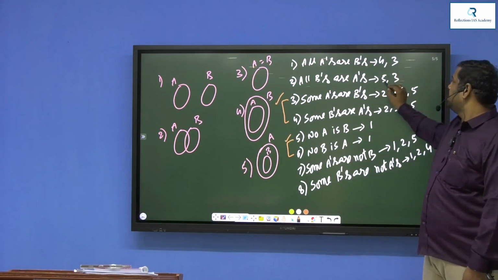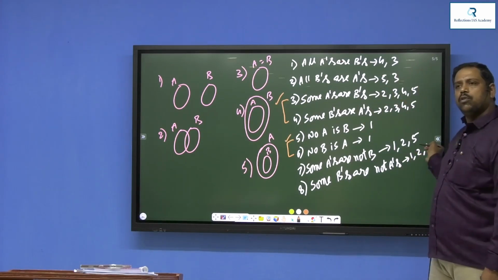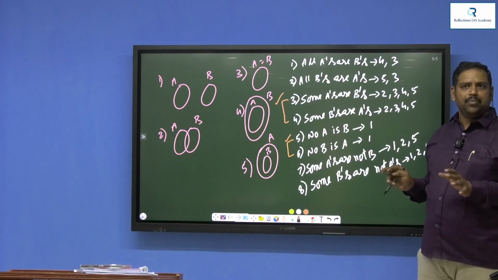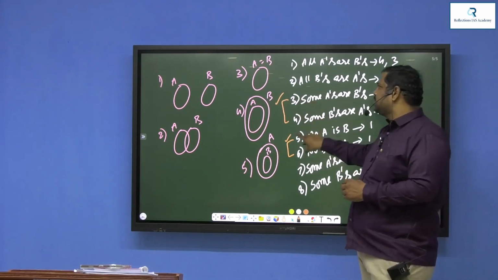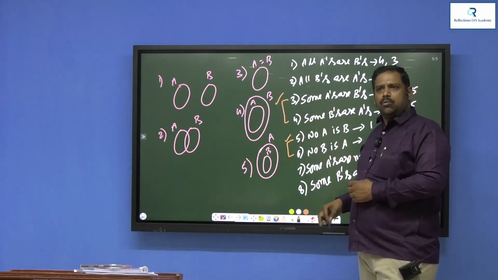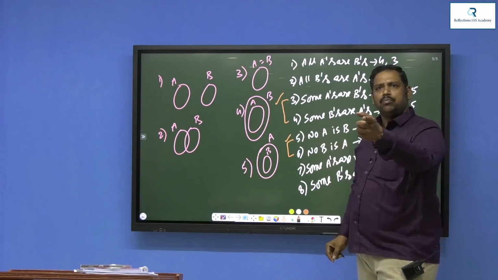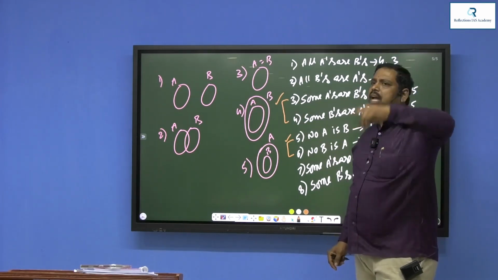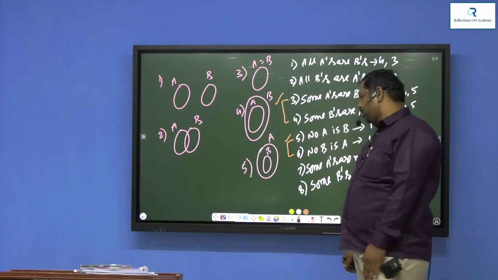Observe. 4, 3, 5, 3. 1, 2, 5, 1, 2, 4. Both are same or different? Different. So now I said that these two are same, these two are not same, right? What is the advantage of it? Right now we don't know. After some time you will know that. Before going to the next one.